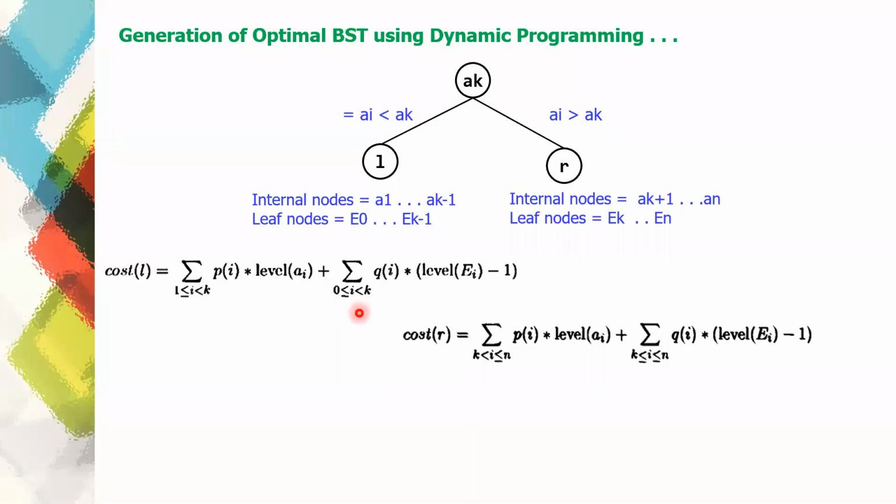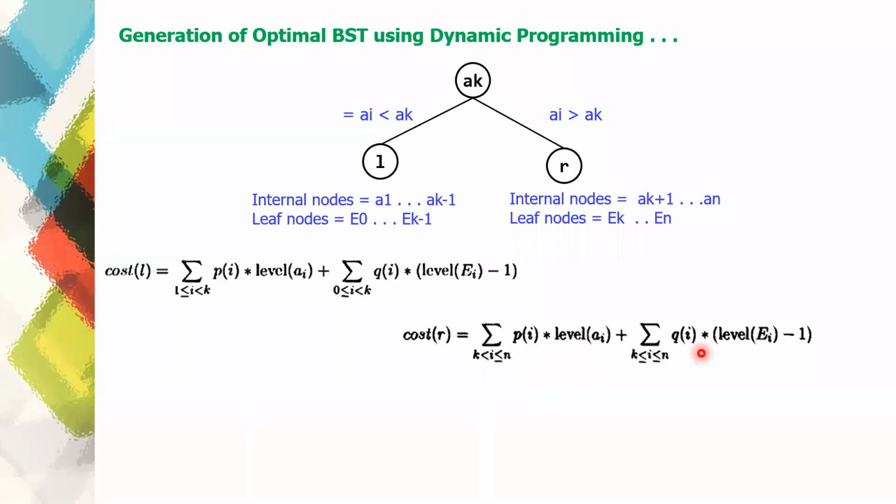Then how do I calculate the cost of the right subtree? It contains nodes from AK plus 1 to AN and the leaf nodes from K to N. So this will be the formula. Internal nodes are from K plus 1 to N. Leaf nodes are from K to N. And this is the probability of successful searches plus the probability of unsuccessful searches.